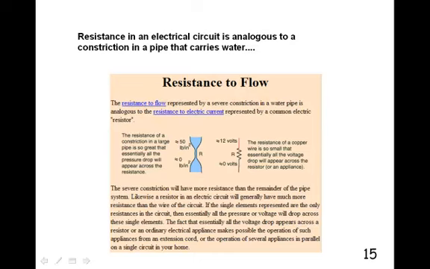Well, resistance in an electric circuit is analogous to a constriction in a pipe that carries water. So here's a pipe carrying water, and you see there's this constriction in the pipe. Well, that's going to limit the flow of water. It's going to make a kink in the pipe, and it makes it harder for the water to flow. So a resistor is sort of like a kink in the wire, even though it's not physically a kink, but it's something that offers resistance to the flow of electrons in a circuit.